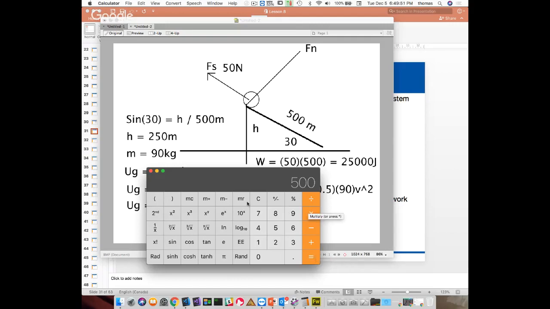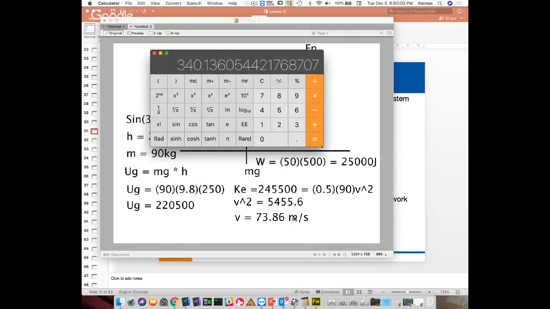500 divided by 1.47, let's say. 500 divided by 1.47. And you should have something like that really fast. It's not the same, but you see what I'm saying? I would derive it the other way around. I made a miscalculation. Right?